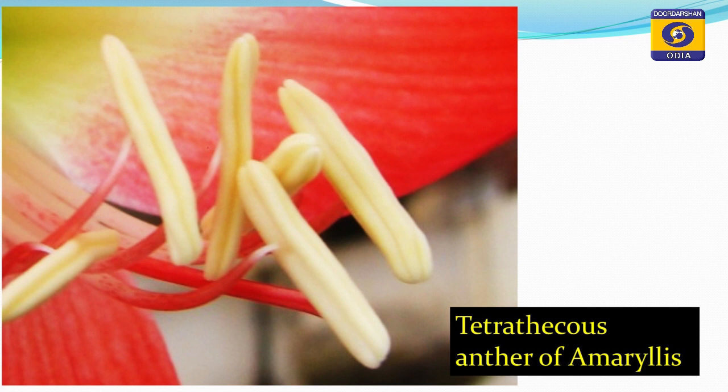As we see, this plant is a monocot plant and it is amaryllis. I think you can see there are 6 stamens. Each stamen consists of 4 longitudinal structures, 3 are seen from this side and 1 is on the other side, it is not visible. So, usually 4 longitudinal structures, 4 sporangia, are arranged in this anther.